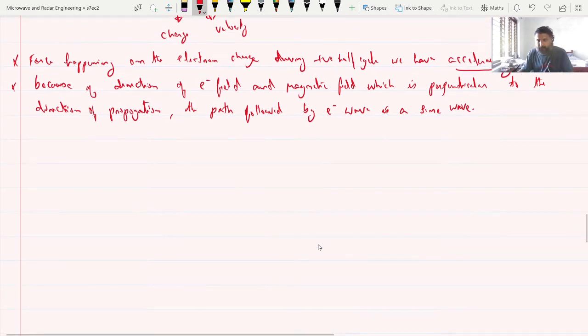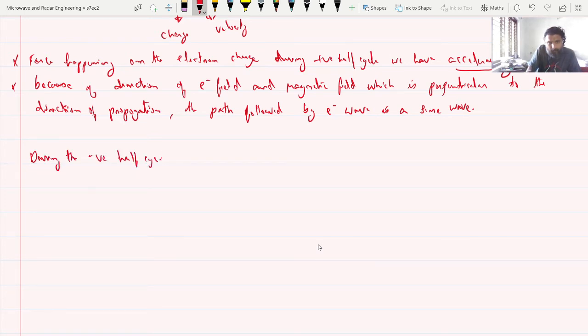Now we can see the negative half cycle. During the negative half cycle, your force is Q into V cross B, but the potential acting on the electron will make a retardation force on the electron. So during the negative half cycle we have a resistive force.